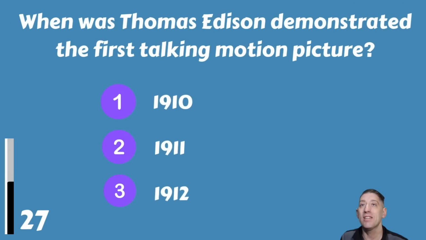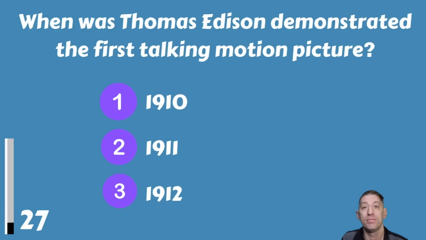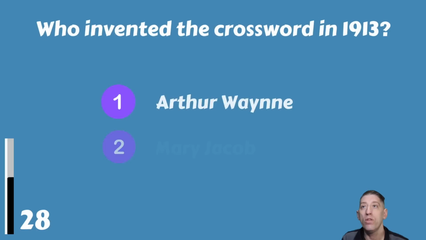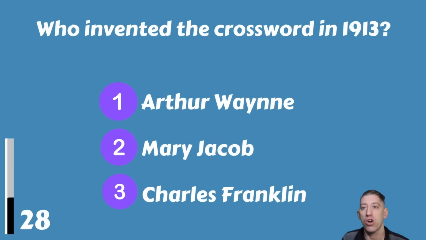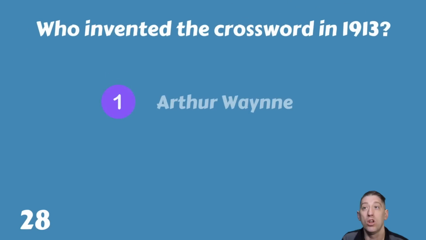When was Thomas Edison demonstrated the first talking motion picture? 1910, 1911, or 1912? 1910. Who invented the crossword in 1913? Arthur Wayne, Mary Jacob, or Charles Franklin? Arthur Wayne.